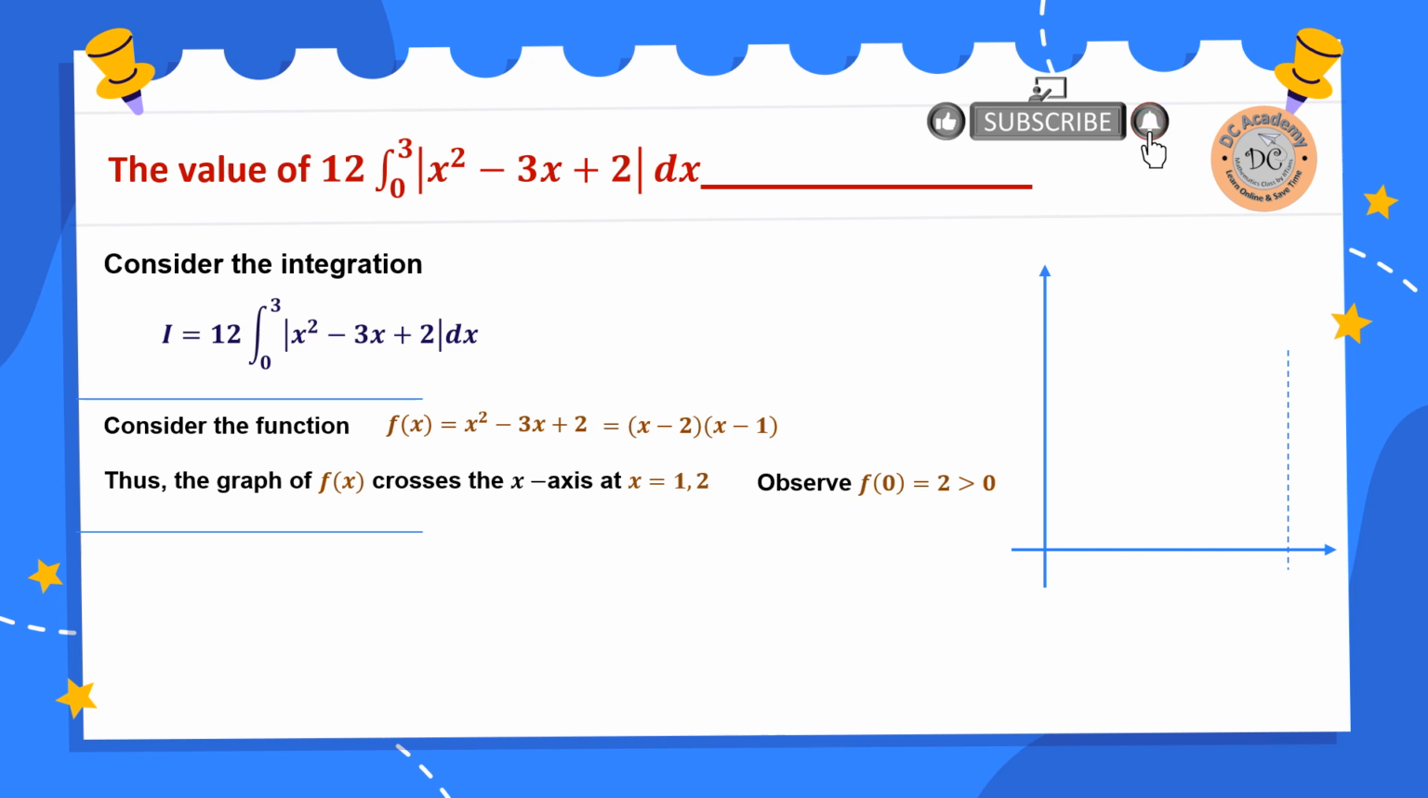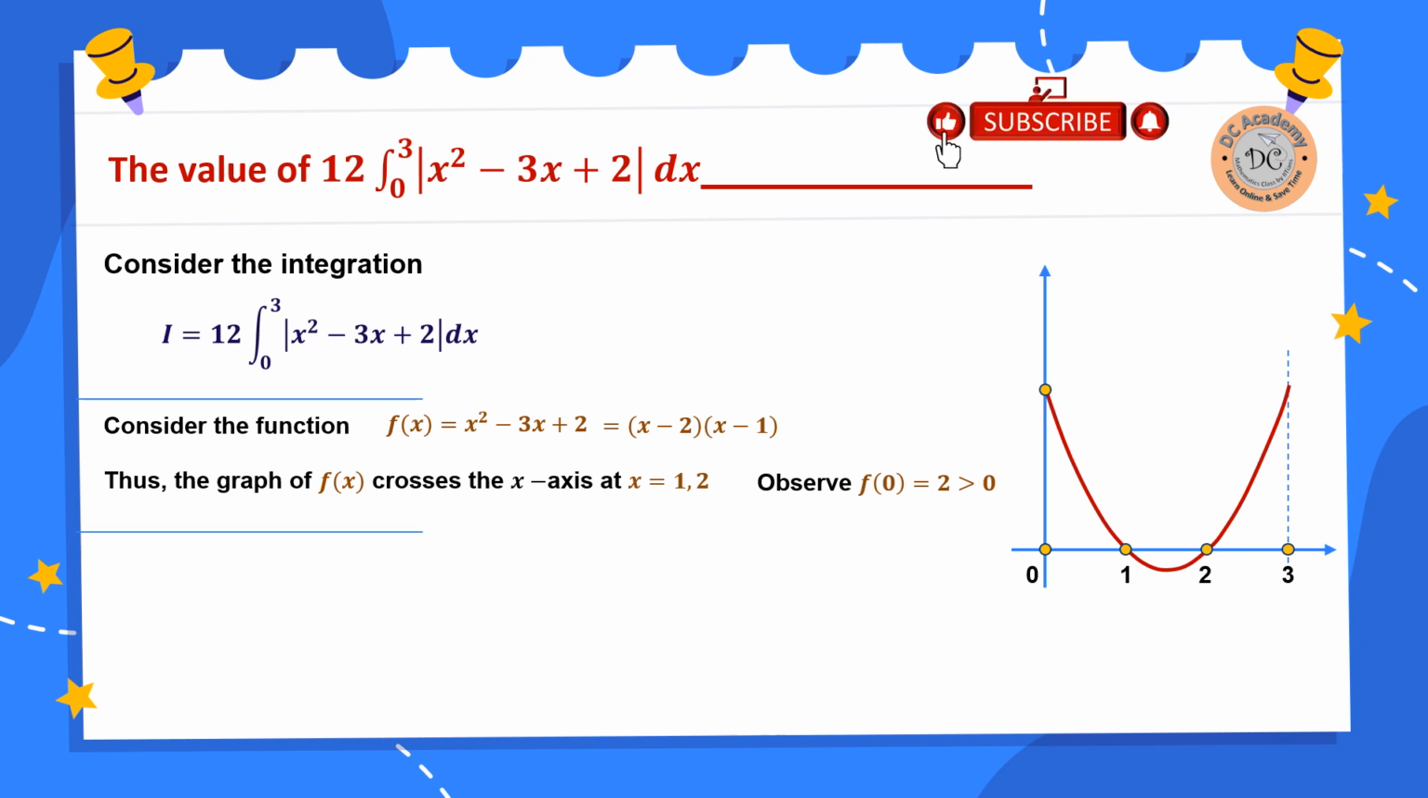For that, we consider the x-axis and y-axis, and also we consider the interval 0 to 3, with the points 1 and 2 in between. Now see that f(0) is equal to 2, so it is positive. As it needs to cross the x-axis at 1 and 2, this is the possible graph of x square minus 3x plus 2. Obviously the coefficient of x squared is positive, so it opens upwards.